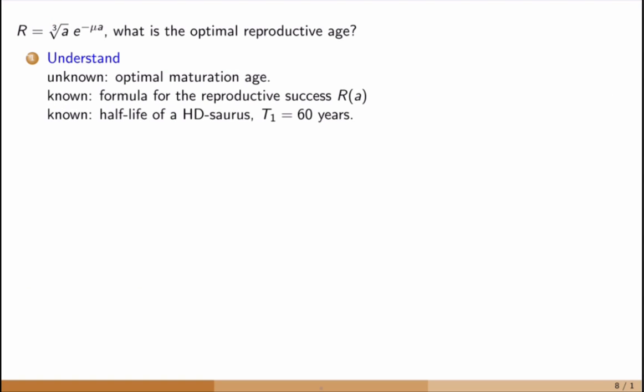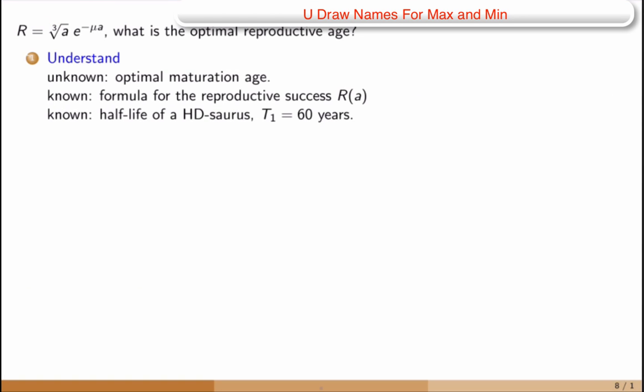So again we use our saying, U draw names for max and min. U stands for understand. The unknown is the optimal maturation age. The knowns are a formula for the reproductive success R of A given on top, and also the half-life of a Hylodryllosaurus population of about 60 years.